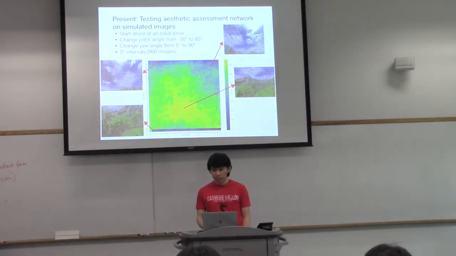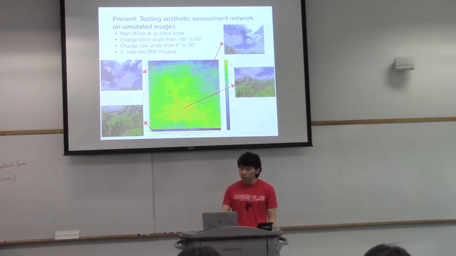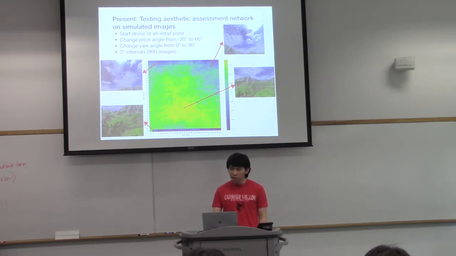Here's an example heat map. The bottom left corner here is basically this image. Each column, from bottom to top, is like I tilt the image 3 degrees at a time, from negative 30 degrees to 60 degrees, until you have whole sky.